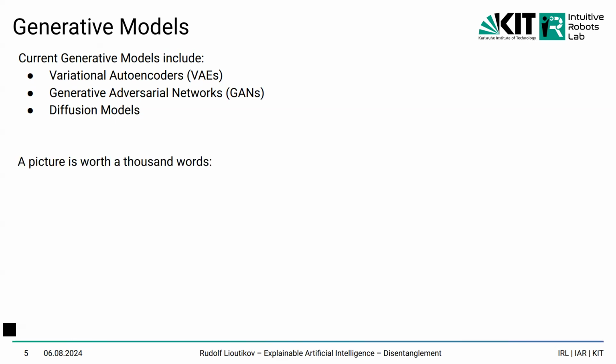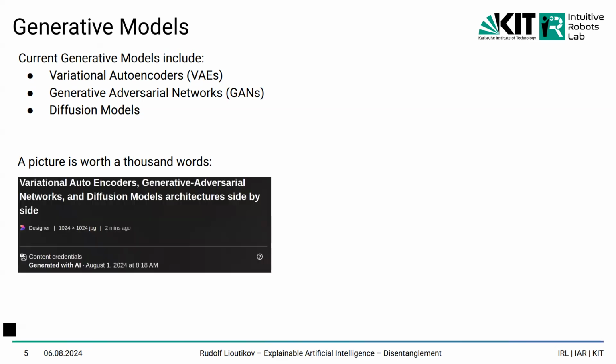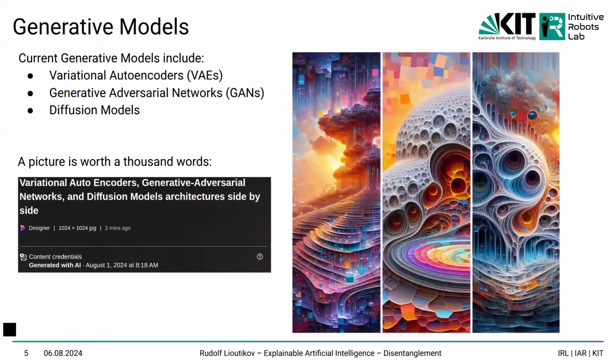Well, there's the saying that a picture is worth more than 1,000 words. So I asked ChatGPT last year already, or DALL-E, this might have been DALL-E, to visualize the difference between these models. And this is what we have from left to right: VAEs, GANs, and diffusion models.